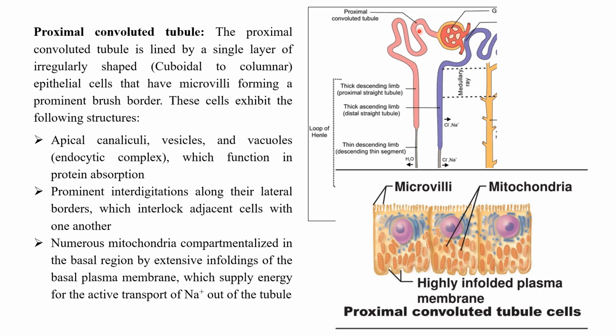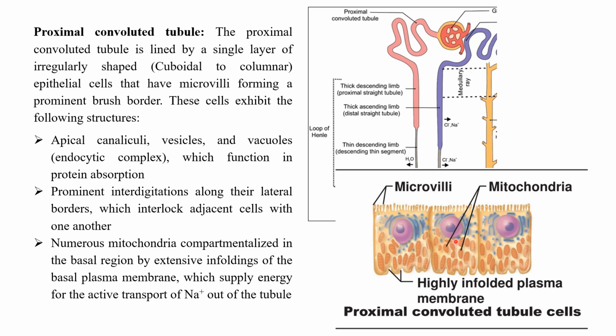The proximal convoluted tubule is lined by a single layer of irregularly shaped, so they may be cuboidal or columnar in shape, epithelial cells that have microvilli. You can see here, these are the cells of the proximal convoluted tubule. They have a lot of microvilli, forming a prominent brush border. So these cells are also called brush border cells. These cells exhibit the following structures: the apical canaliculi, vesicles and vacuoles, which function in protein absorption. So their function is to absorb the protein.